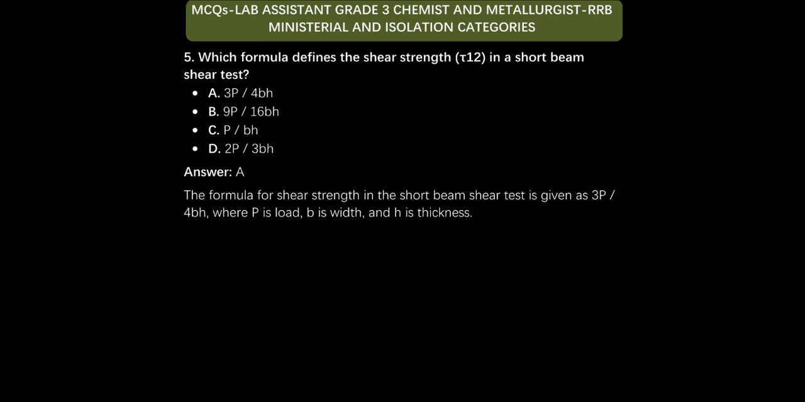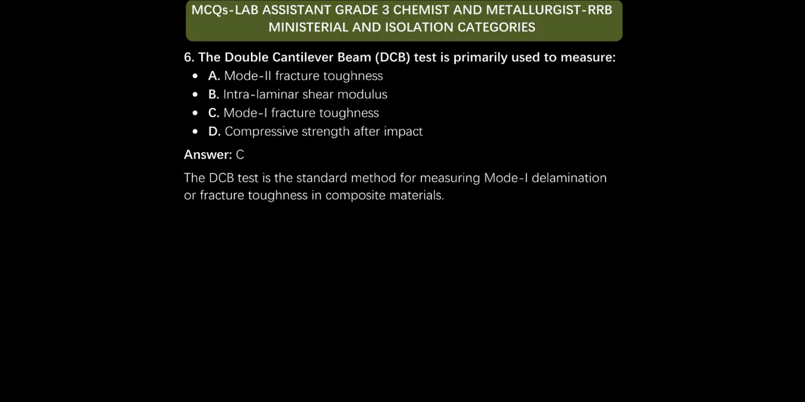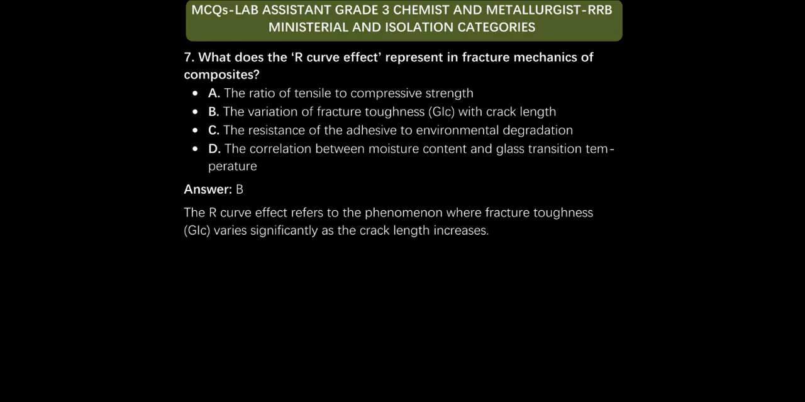Which formula defines the shear strength in the short beam shear test? Option A. The double cantilever beam test is primarily used to measure: Option C. Mode 1 fracture toughness.